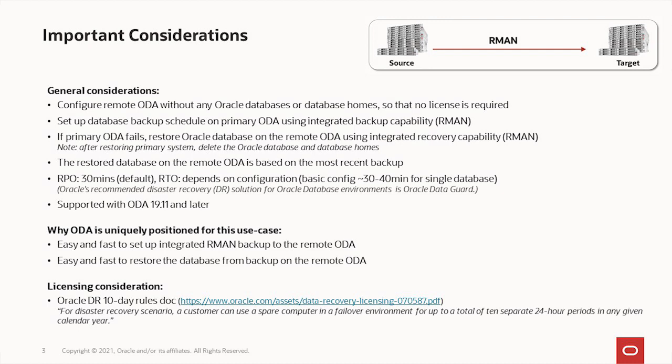The RPO is about 30 minutes, and the RTO, which depends on the configuration, is about 30 to 40 minutes. The recovery point objective is 30 minutes because of the default configuration on the backup. It does a full backup on Sunday and then a daily incremental backup Monday through Saturday. But it backs up the archive logs every 30 minutes, so that's your recovery point objective.